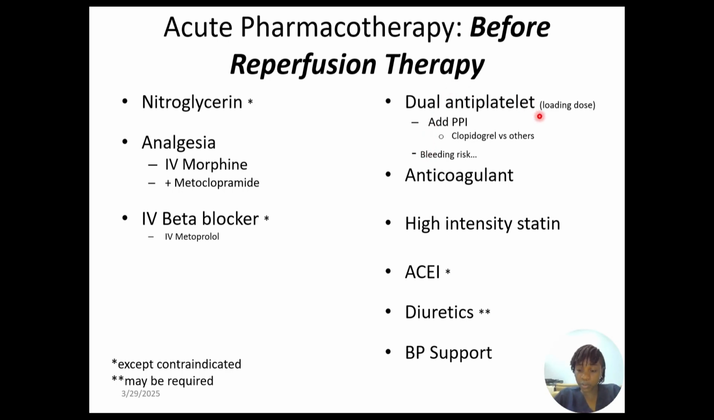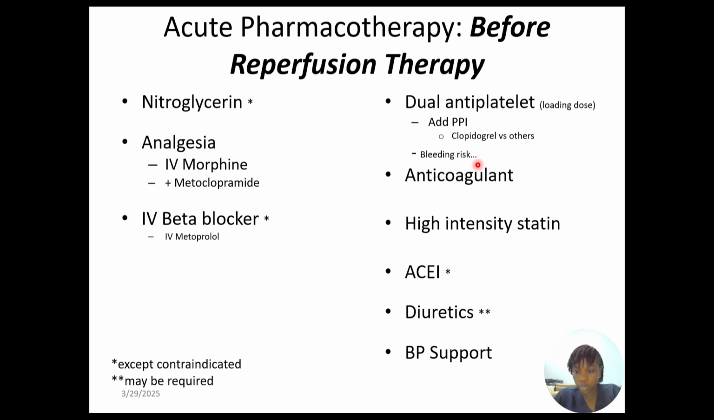Dual antiplatelet therapy, the loading doses of these medications should be given and is to protect the coronary vessels. And the options here include aspirin plus a P2Y12 inhibitor, including clopidogrel, prasugrel, and ticagrelor. Now, PPI should be added to protect gastric mucosa, but we must remember that PPIs can reduce the efficacy of clopidogrel. This effect is not seen with the use of the other antiplatelets.